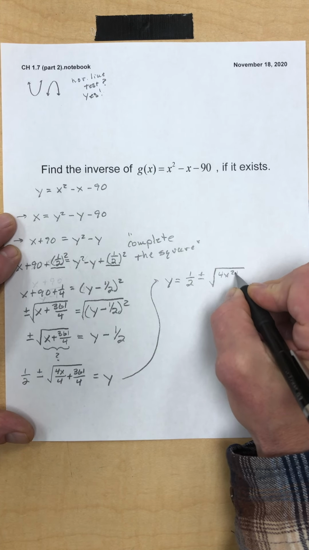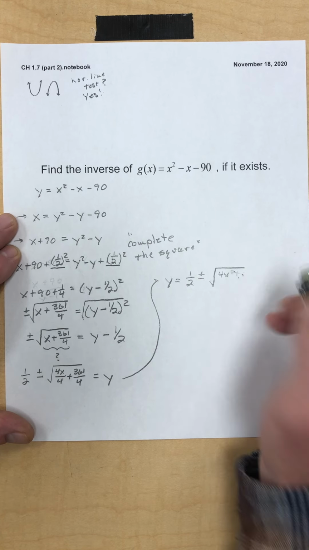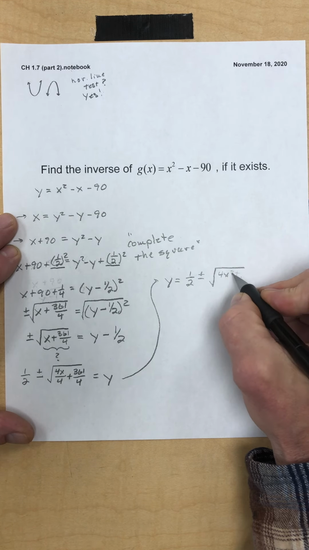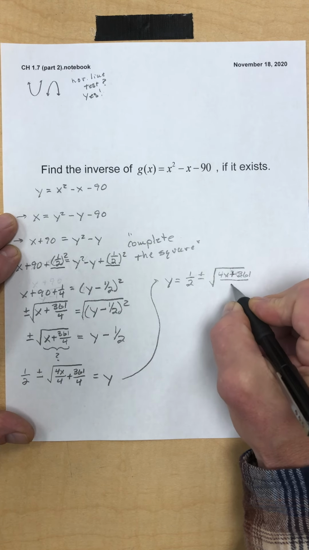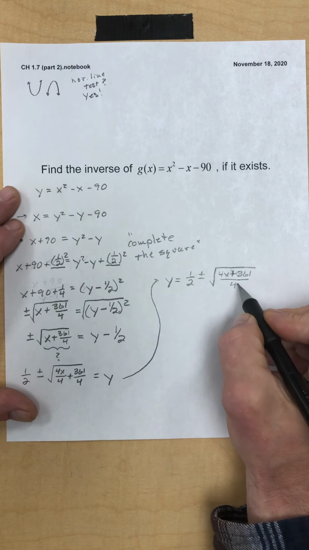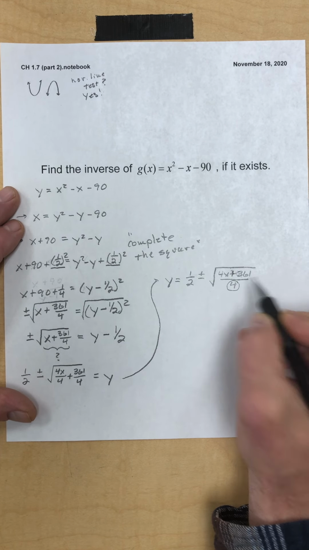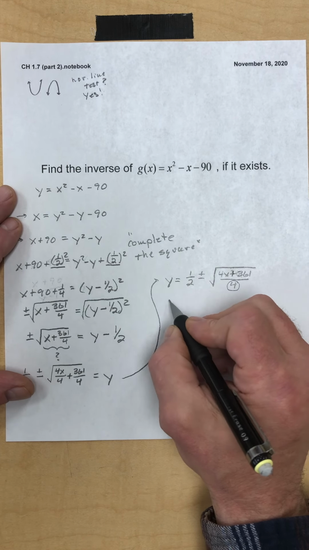4x plus, not 4x squared, just 4x, my fault, guys. There's no squared there. 4x plus 361 all over 4. And lo and behold, notice this denominator is a perfect square, so I don't have to rationalize. All I have to do is apply the quotient rule.